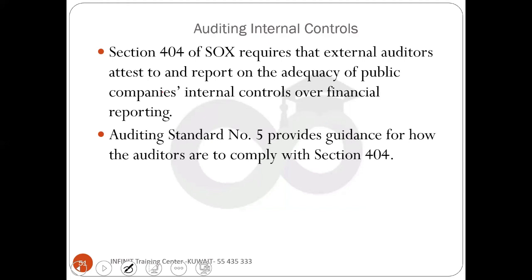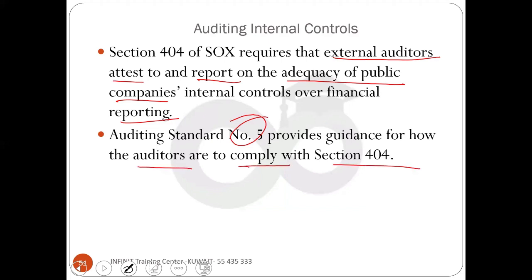So again, section 404 of SOX requires that external auditors attest to and report on the adequacy of public companies' internal controls over financial reporting. So as per 404, external auditors have to attest and report on the adequacy of the internal control. Auditing Standard Number 5 provides guidance for how auditors comply with section 404. Anyway, no need to go into that much detail.